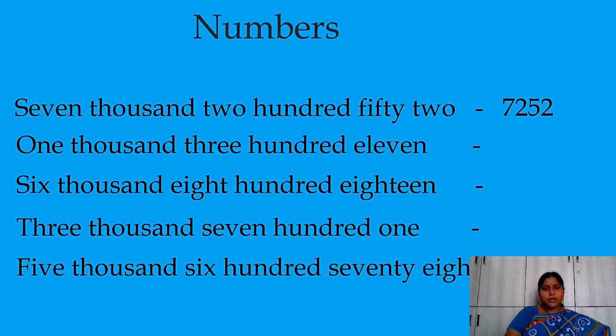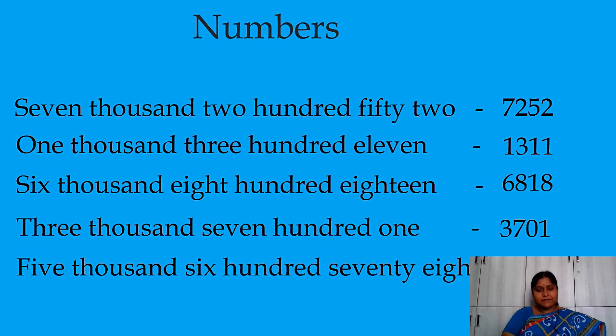First one 7252, 1311, 6880, 3701, 5678. Okay, like that you should take any 4 one-digit numbers and write so many 4-digit numbers and learn how to write their number names and place values. Okay. Thank you.